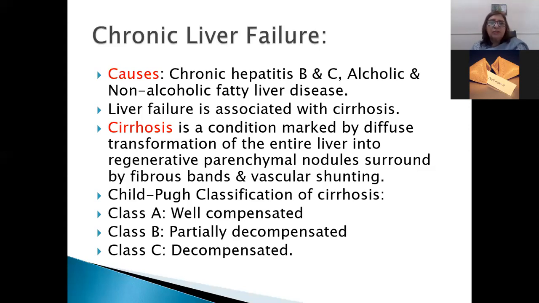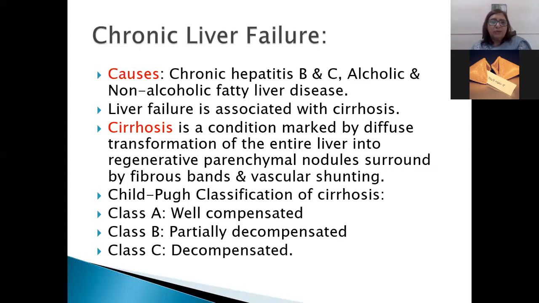Cirrhosis is a condition marked by diffuse transformation of the entire liver into regenerative parenchymal nodules surrounded by fibrous bands and vascular shunting. It means that the normal liver architecture is going to be destroyed and there are going to be large fibrous tissue bands which enclose the hepatocytes. The normal vascular supply in the liver is going to be obstructed and fibrous bands are produced, and there is going to be vascular shunting, which has very devastating effects on the individual.